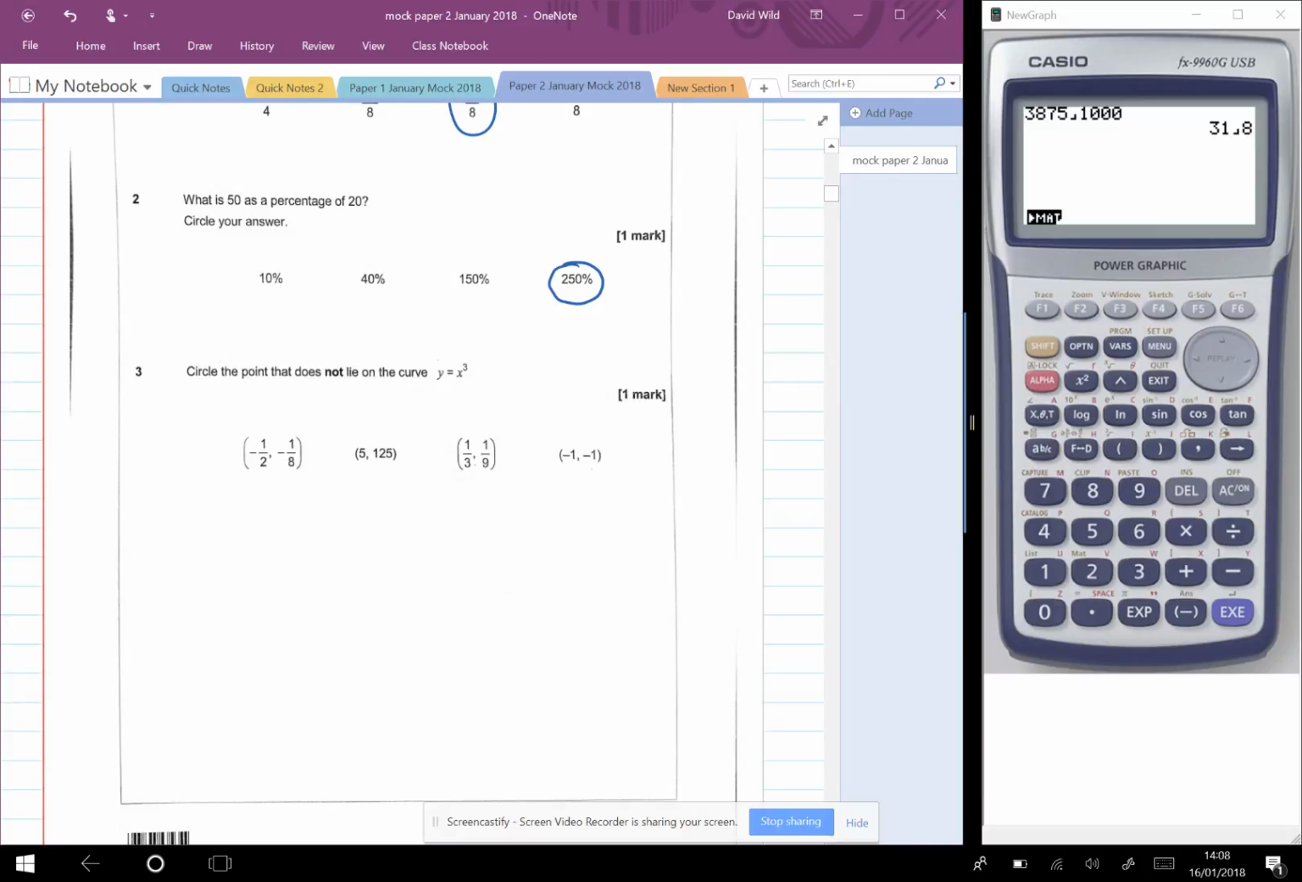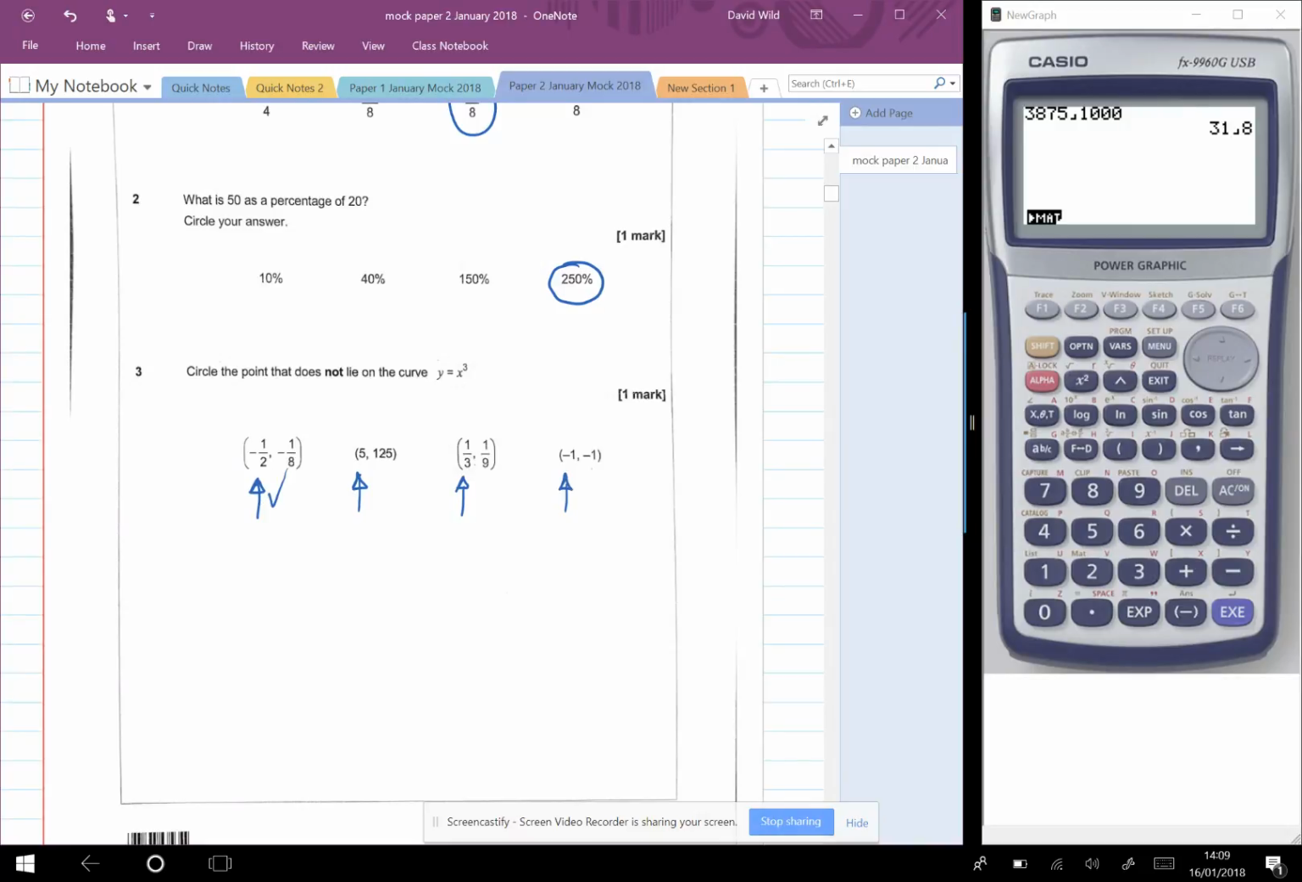Circle the point that does not lie on the curve y equals x cubed. Right, so we need to know that if we take the x coordinates, so that's these things here, we need to make sure the ones that do lie on the curve is by calculating the cube of the x coordinates. So we need to cube each one of the x coordinates. So the cube of -1/2, if we cube that, well, 1 cubed is 1, so that's correct. 2 cubed is 8, so that's correct. And then minus cubed is a minus times a minus times a minus, which is also a minus. So this one does lie on the curve.